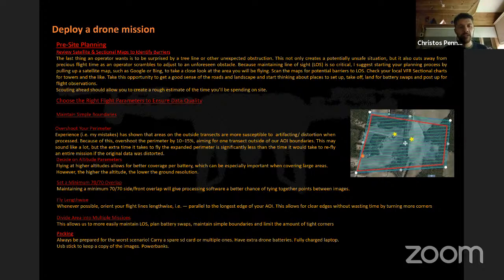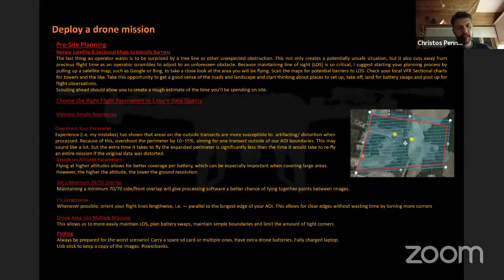As I said before, we should decide on the altitude parameters. We should set a minimum 70-70 overlap between the pictures, so 70% coverage laterally, and 70% coverage in the other direction of the photos. We should fly lengthwise. This is clever because then you don't need to make so many turns with the drone, which means that you will consume less battery.